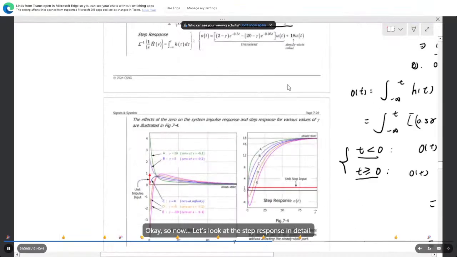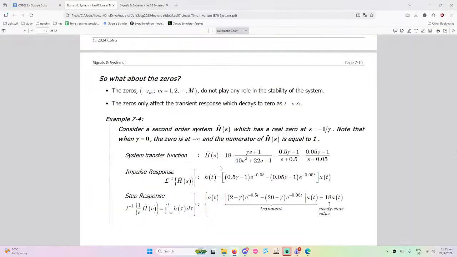Now let's look at the step response in detail. So we look at the first term here. As t tends to infinity, what will be the value of this first term here?